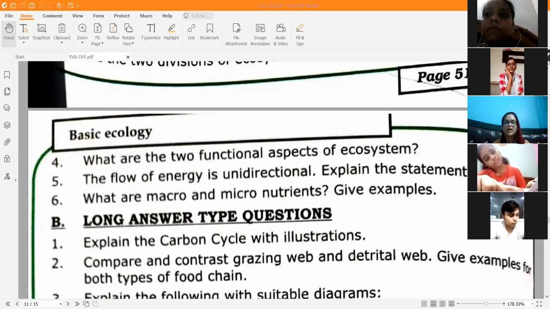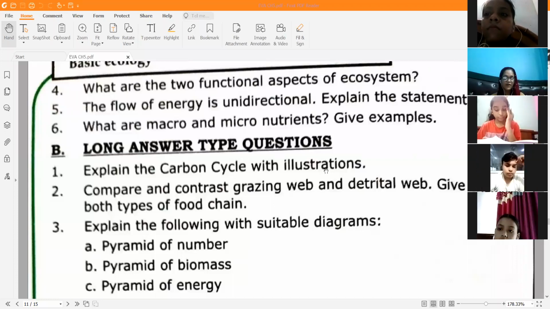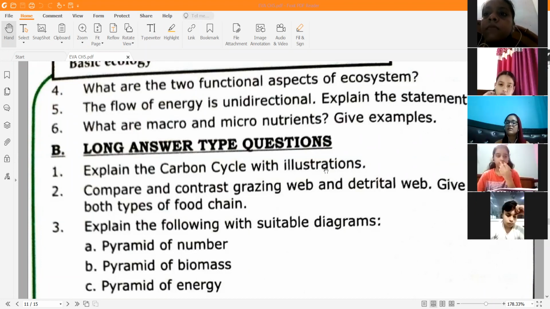Good. Then we come to long answer type. Explain carbon cycle with illustrations. So you have the entire cycle given from page 45 to page 46. You will have to make the diagram and you will have to explain. Now this will be up to you how you pick up the points and form the answer so that it's not very short, it's not very long, and it provides all the necessary details. It will be up to you how well you form the answer from the given data.